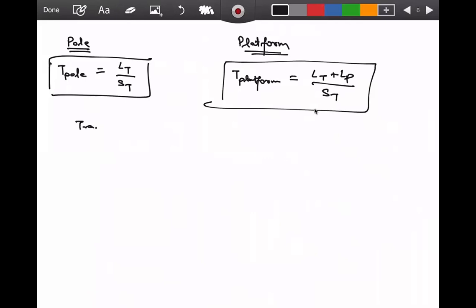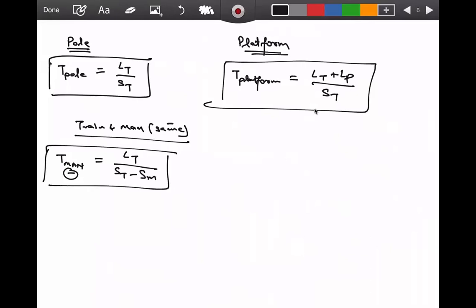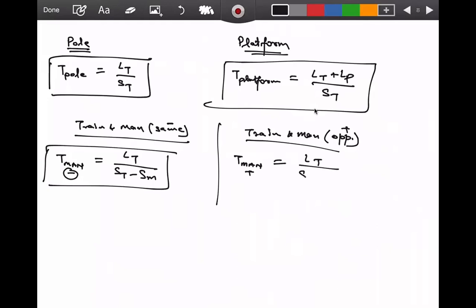Third was train and man in the same direction. So whenever you have same direction, you subtract the speeds. So time to cross a man in the same direction is length of train upon speed of train minus speed of man, because the train is faster than the man. Then if you have train and man in opposite direction, opposite attracts, so the time should be length of train upon speed of train plus speed of that person. Also, always remember that 99.9% of the time these speeds are given in kilometer per hour.